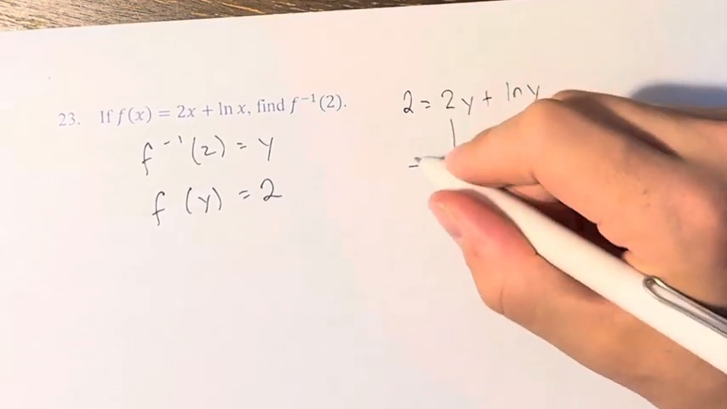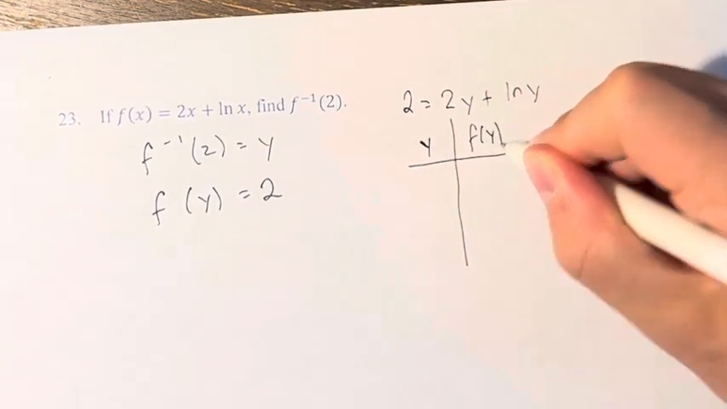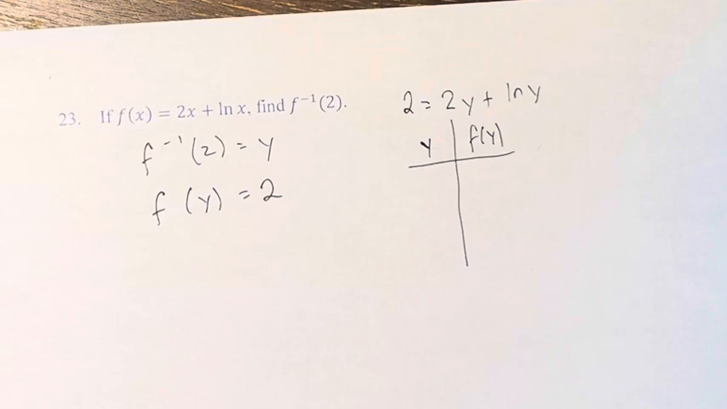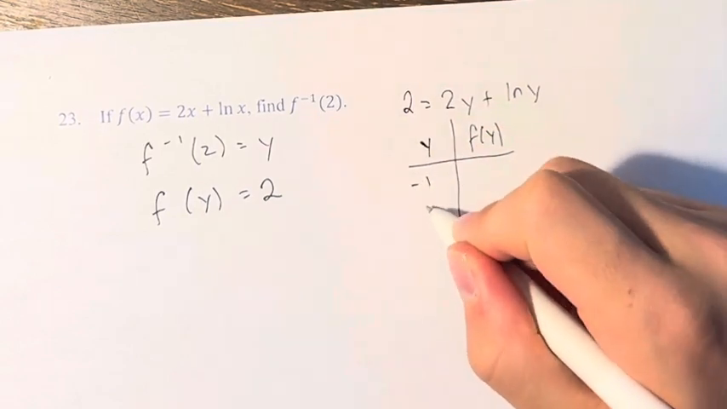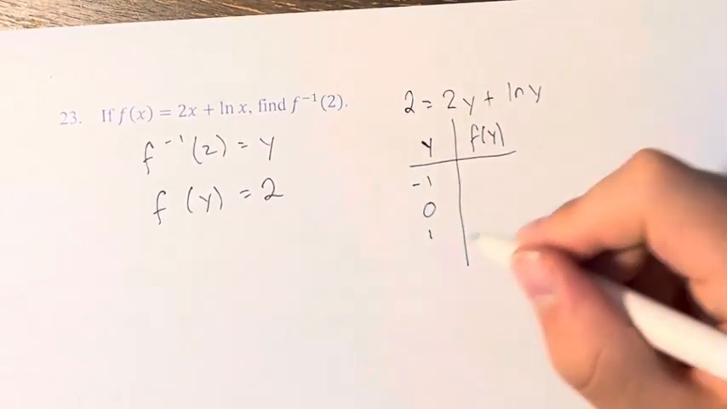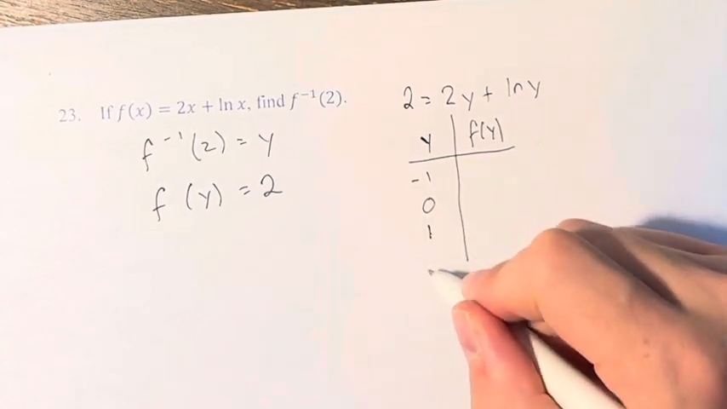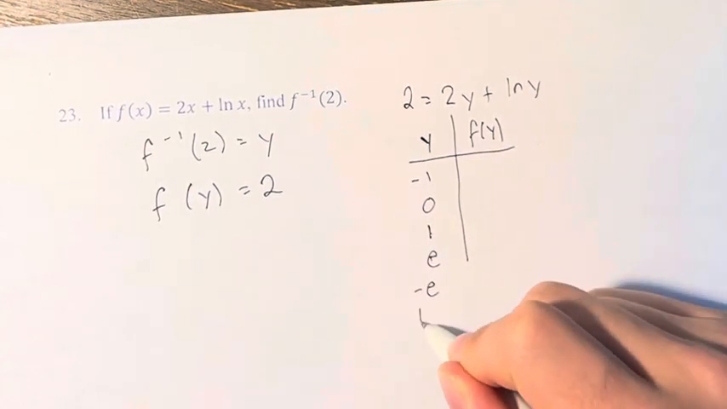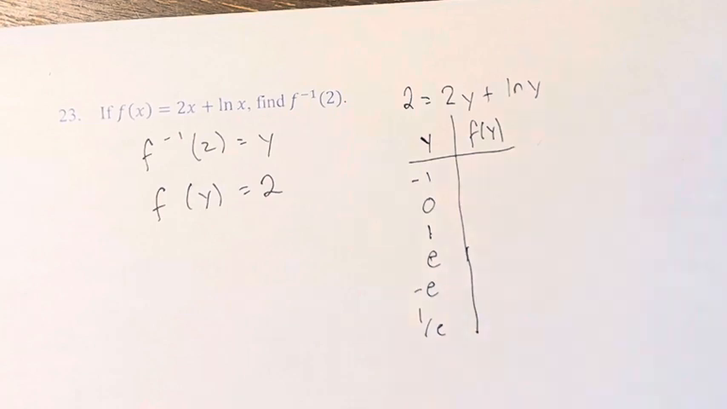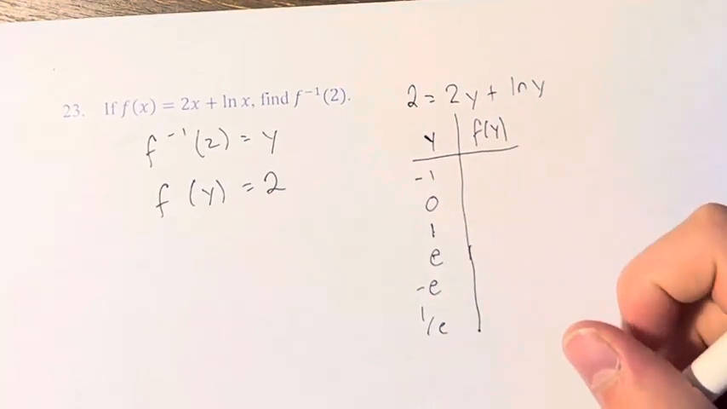So for some value y, f of y will equal something. Some points to generally start out with: you could do -1, 0, 1, right? Maybe -2 and 2 if you really need to. We have ln here, so maybe try e, -e, maybe 1 over e, and so on. We just go through these and we see what f of y is.